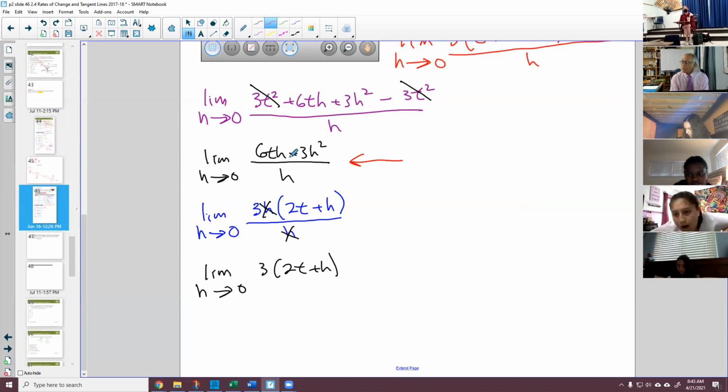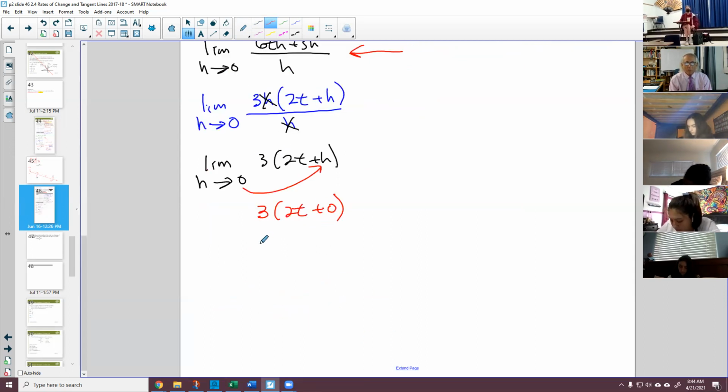Well, we still have that denominator. So why can I do it now? There's no denominator. I can use 0 now. I'm not going to be dividing by 0. So now when I substitute, I'm getting rid of the limit. So I get to my formula being 3 times 2t plus 0. So really, I don't care about the 0, that's equal to 6t.